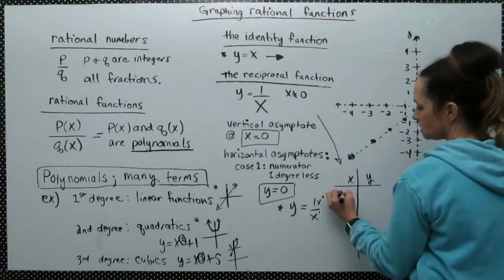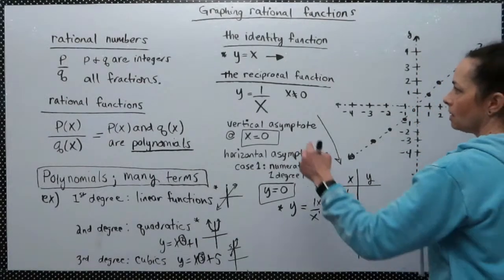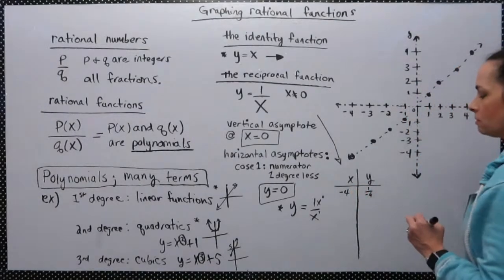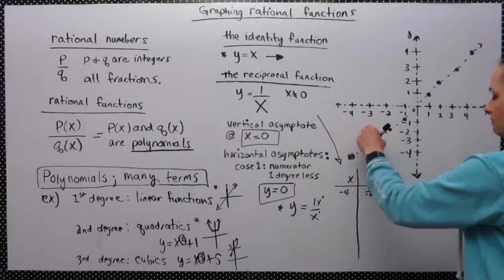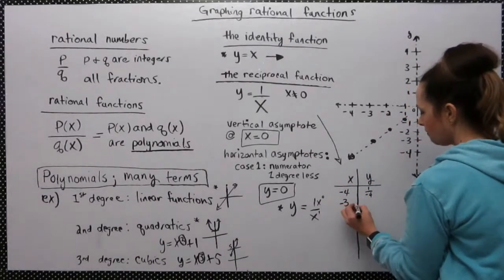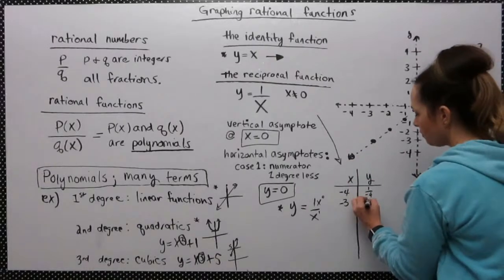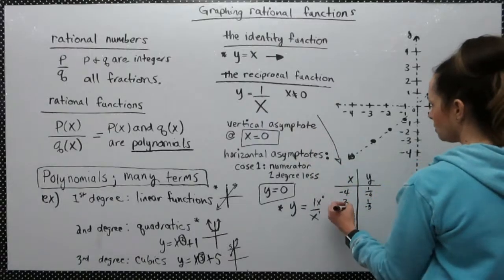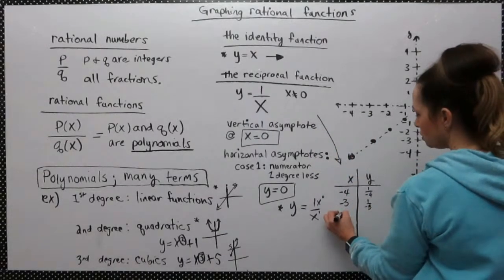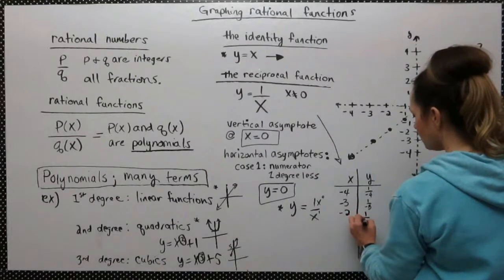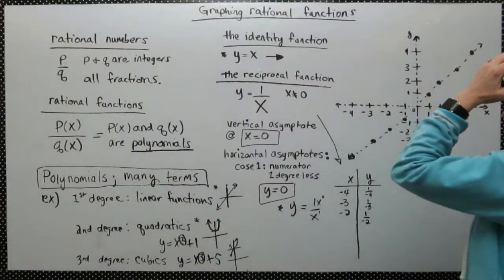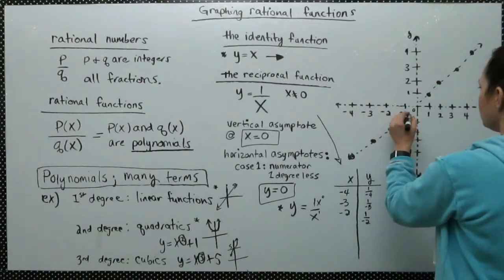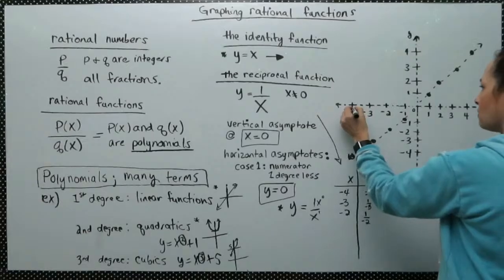So we'll say x is -4. I'll plug it into our function. We have y equals 1 over -4. And then when x is -3, we have y is 1 over -3. And so on and so forth. So we have x is -2. We're going to have y is 1 over -2, which is -1/2. And 1/4 is 0.25. So out here, if this is 1, the 0.25 would be about right here.